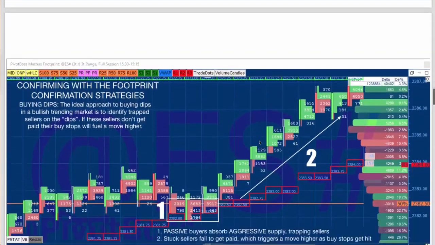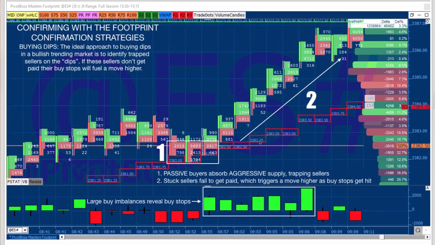So if we go to the next chart, here's how it played out. All of these late sellers don't get paid. It started to go right here, about 82.75, then 83s. Then right here, another 5 contract sell imbalance comes out, and then price goes up. Then another 1900 sell imbalance comes out, and price goes up.